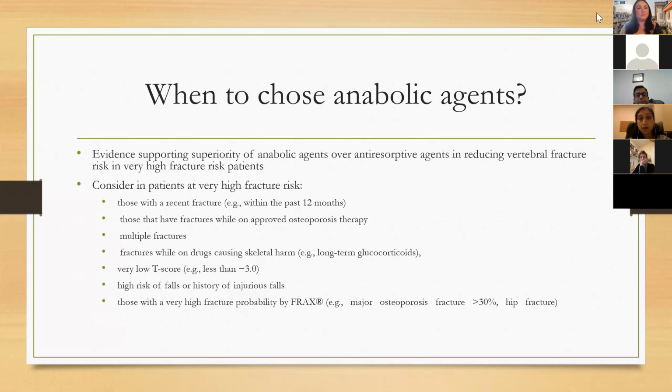In terms of the anabolic agents, if you're thinking about these agents, that's a good time that you can consider referring them to endocrine or another bone health specialist.